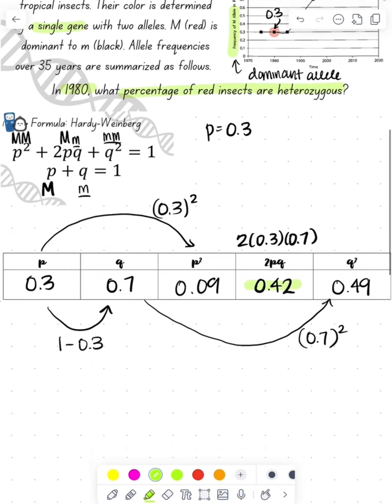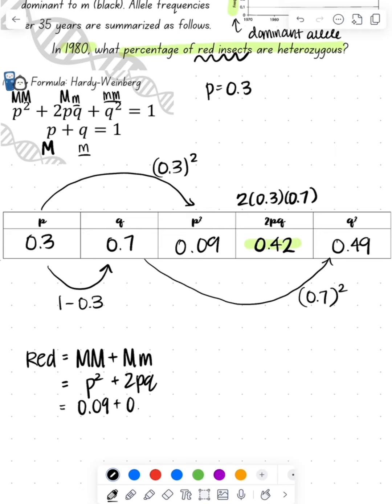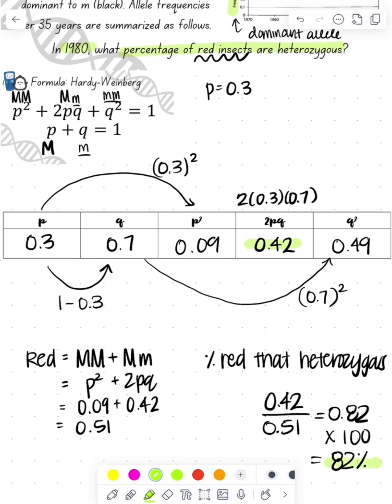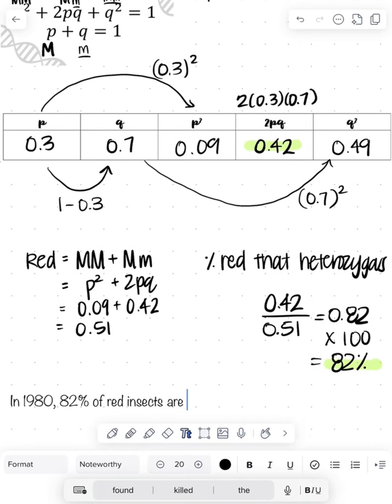But here's the thing. It asked me at 1980 what percentage of the red insects are going to be heterozygous. So I need to figure out which ones are red. So homozygous dominant plus heterozygous is going to give me my red individuals. So I'm going to add together my p² and my 2pq, which gives me 0.51. So if I want to know the percent of the red that are heterozygous, I'm going to take the number that are heterozygous over the total that are red, so 0.42 divided by 0.51, which gives me 0.82, and then convert that into a percent, and I get 82%. So in 1980, 82% of the red insects are going to be heterozygous.